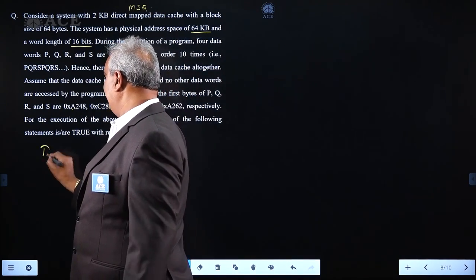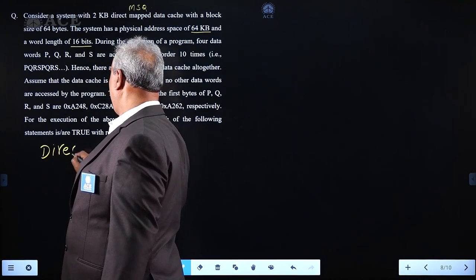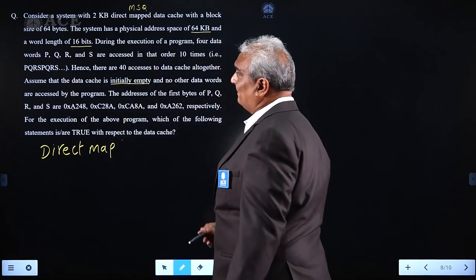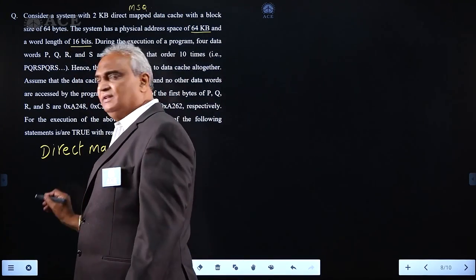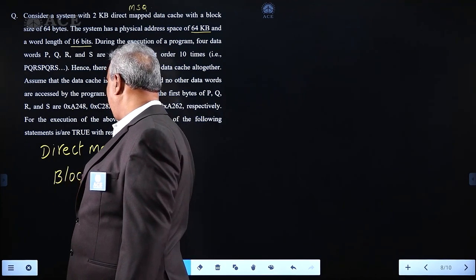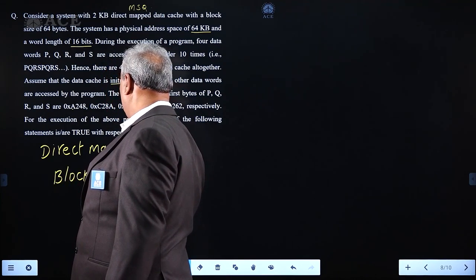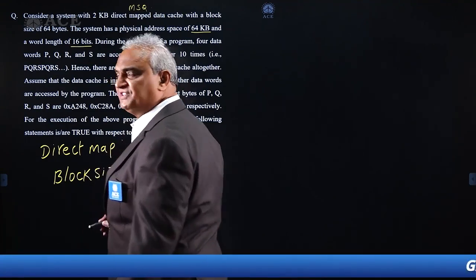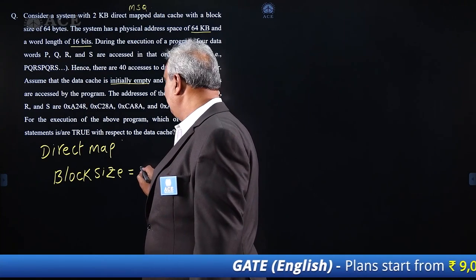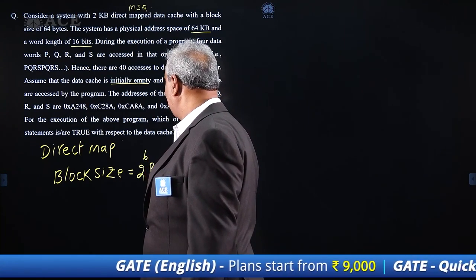Type of mapping is direct map. At the same time, block size is 64 bytes. The size of the block is the same in main memory and cache memory, nothing but 64 bytes, which means 2 power 6 bytes.